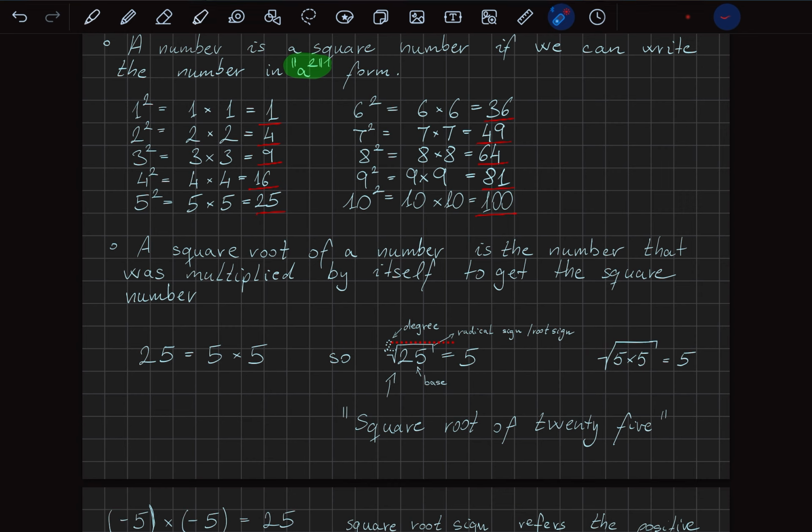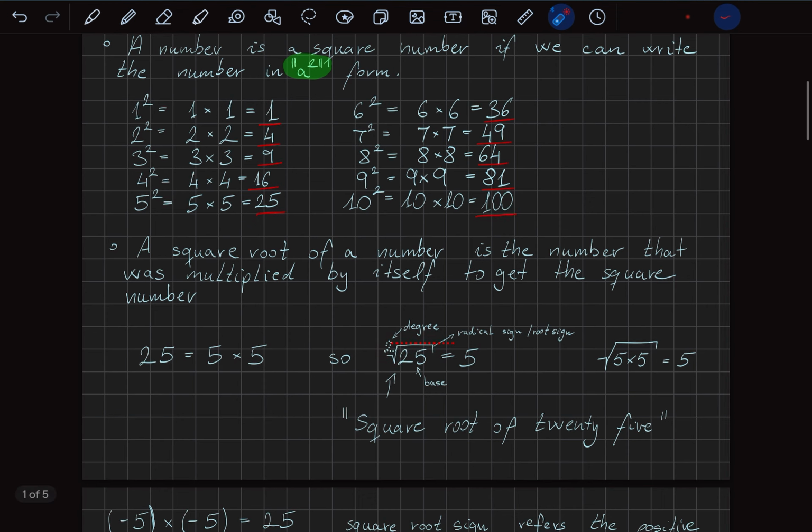The little number here, later we will work with 3, 4, 5, 6, and so on, will be the degree. This is the root sign, or radical sign, this little thing, and this is the base. This is how we say it. So a square root of a number is the number that was multiplied by itself to get the square number. Basically we get back the base.